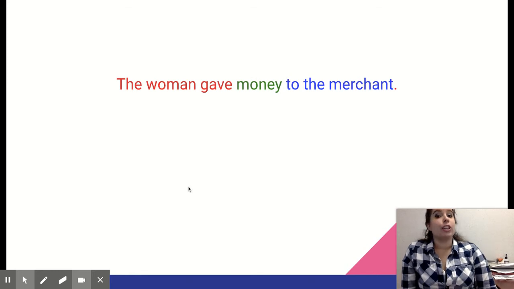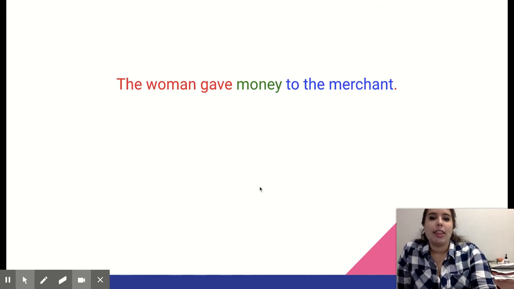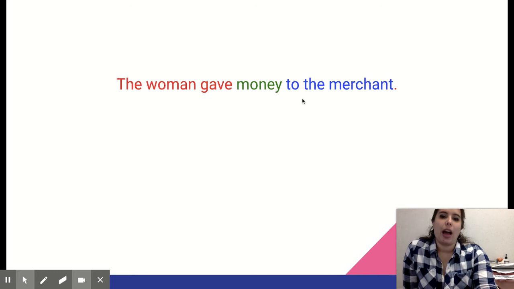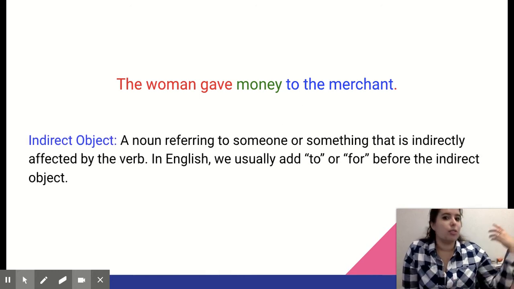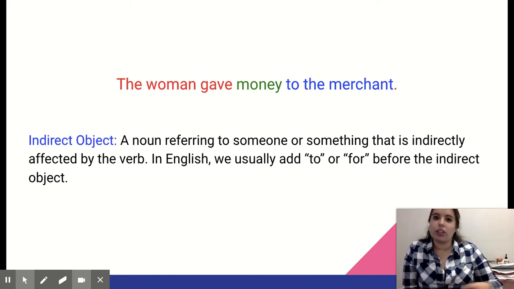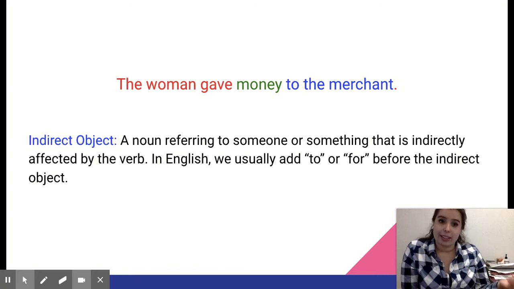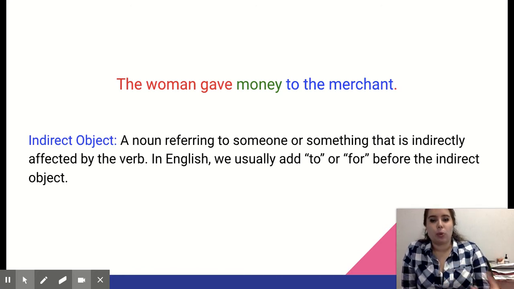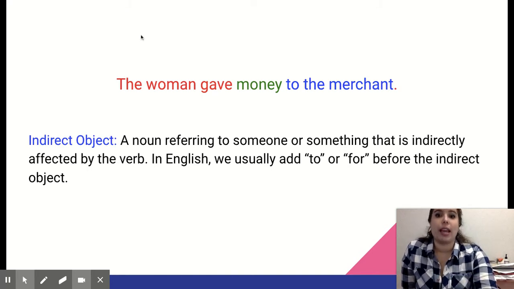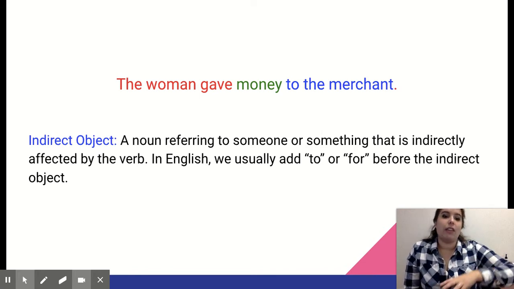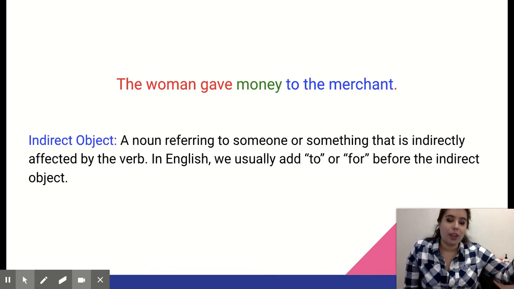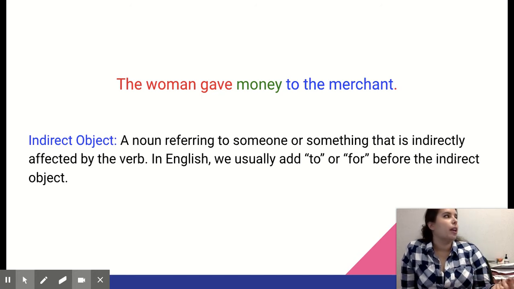Now, the woman gave money to the merchant, right? This little phrase here is where we have our indirect object. So the indirect object is the noun referring to a person or thing that is indirectly affected by the verb. So it's not receiving the direct action of the verb, but it is still affected by the action of the verb. So in English, we're going to typically add to or for before the indirect object. So in this case, the woman gave money to the merchant. So money is what she gave. She gave it to whom or what or for whom? The merchant.